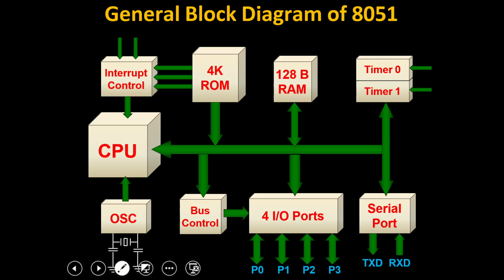So this is the basic general block diagram of the 8051. All the blocks are directly connected with the CPU. See, ROM, RAM, the timer signal, serial port, input output ports, and a bus control all have a direct connection with the CPU through this bus, and also the CPU has an interrupt control and an oscillator.